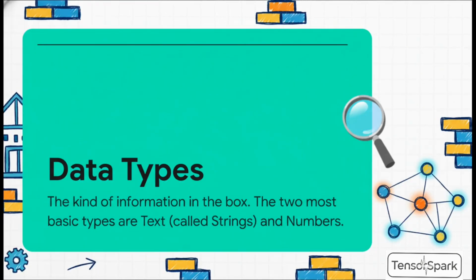Now here's something that's really important. The computer needs to know what kind of stuff you're putting in the box. Is it a word, or is it a number you can do math with? This idea is called a data type. For now, we only need to worry about the two most basic ones, text and numbers. And little side note, for some old school reasons, programmers almost always call text strings.